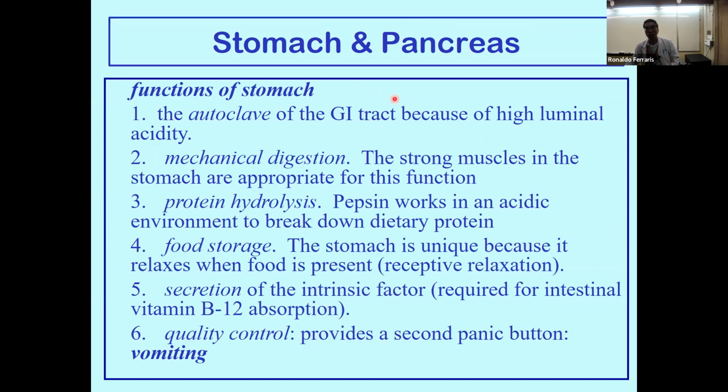And then from the oral cavity, we have the stomach. Okay, so we now shift to the stomach, and these are the functions of your stomach. They act as the autoclave. They also digest mechanically. When you eat, the movement in your stomach is due to its efforts to digest mechanically. They secrete an enzyme that hydrolyzes proteins. And I wanted to get to here, food storage.